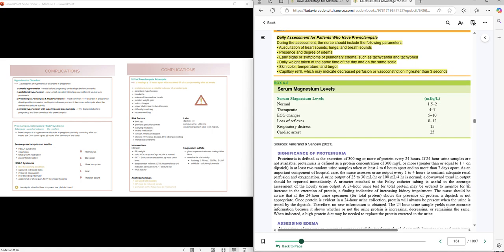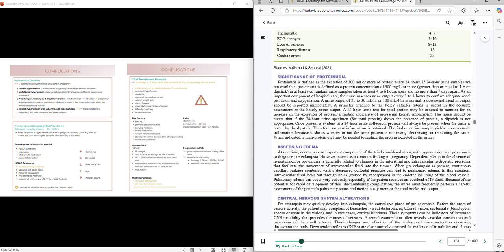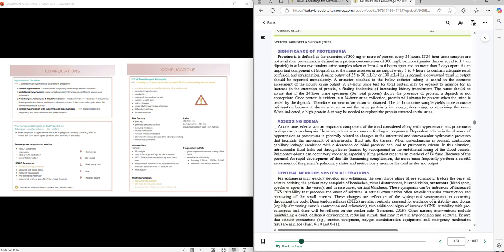That's exactly why we shipped her, because it was too much for the level 2 hospital I was working in. It starts talking about significance of proteinuria, edema, the CNS alterations. You can read through that.